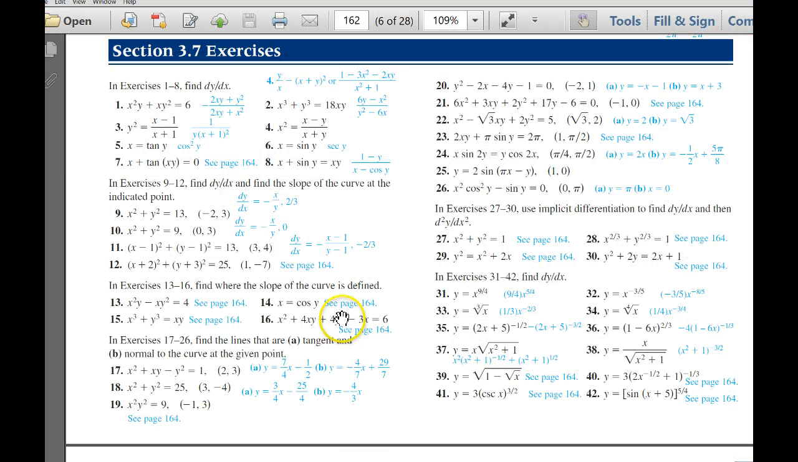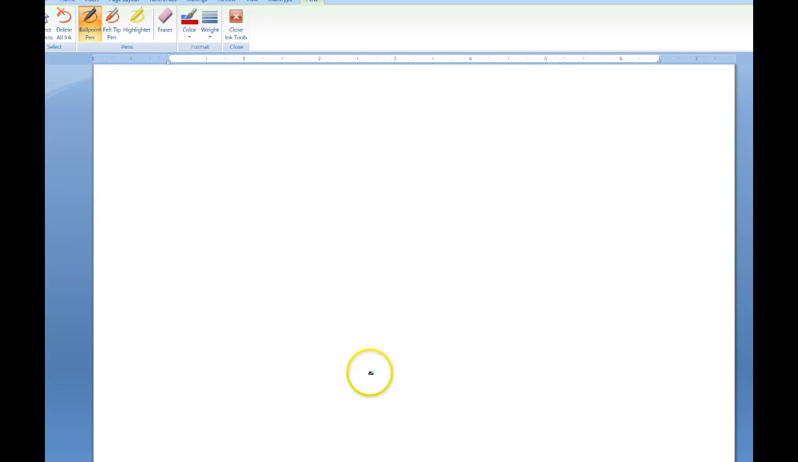Okay, next one is 21. Oh, that's a fun one. So 21, looks like I'll have to write small.